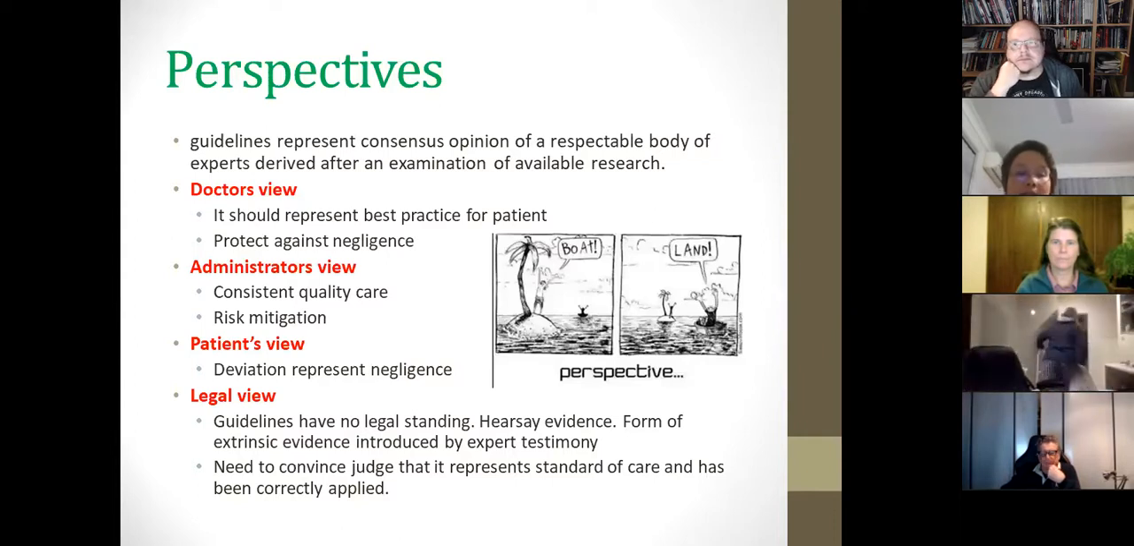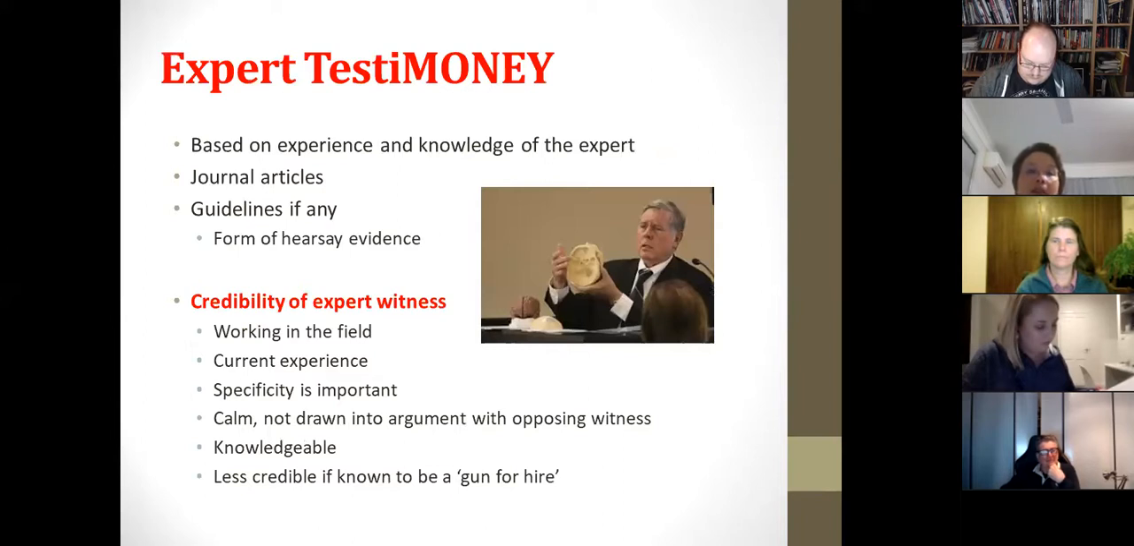Now, in the legal view, guidelines actually have no legal standing. They consider it to be hearsay evidence where the author of the guideline is not available to be cross-examined. Essentially, it's that. And therefore, it's usually introduced by the experts. So the expert would then need to convince the judge that this represents the standard of care. Expert testimony is generally based on the experience and knowledge of the experts. They tend to bring up any journal articles, if there are any, and guidelines, because guidelines are generally supported by journal articles, being a codification of the existing research.